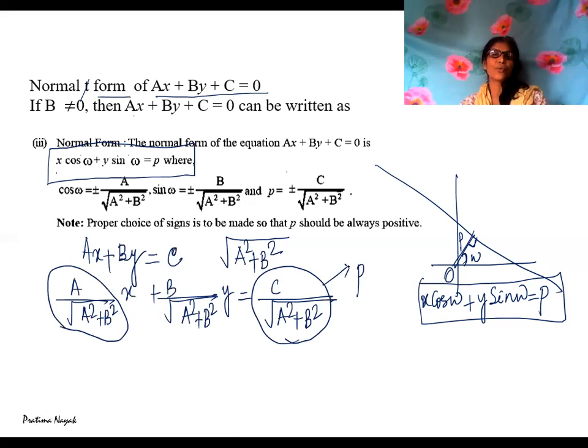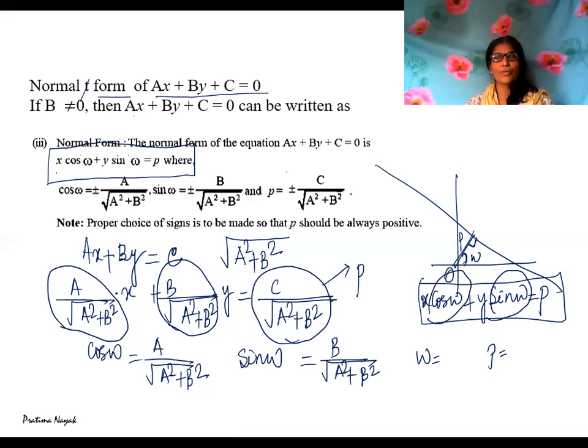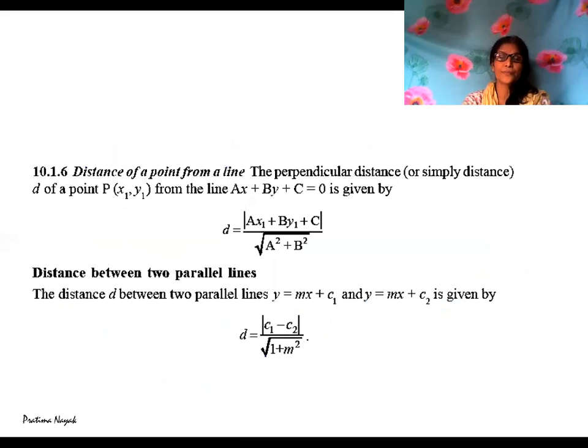And how much is the rest? Coefficient of x is cos omega, so cos omega will be a by under root a square plus b square, and coefficient of y will be sine omega. Sine omega is equal to b by under root a square plus b square. So we can find omega, we can find p. While going through questions, we'll do it. So let us proceed to the next concept.